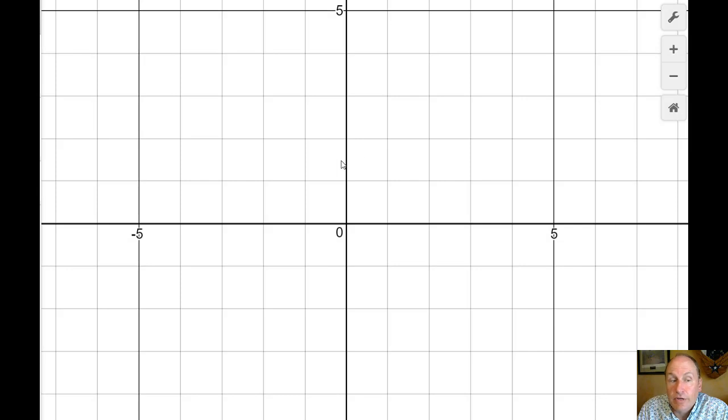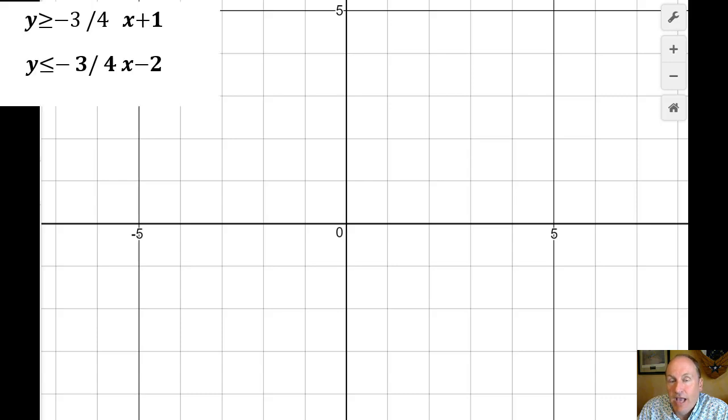Let's look at another example where our system of inequalities is y greater than or equal to negative 3/4 x plus 1 and y less than or equal to negative 3/4 x minus 2. We can see that these lines are going to be parallel because their slopes are the same. They both have a slope of negative 3/4. So the two boundary lines are going to be parallel lines. It'll be interesting to see what happens when we graph this.